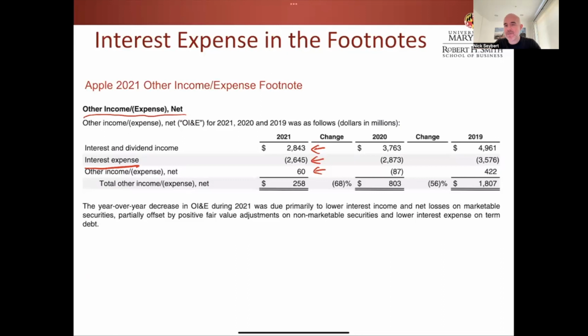So you just got to be careful. Every company is going to be a little different. They might have different titles of line items. They're going to have a footnote that explains what all is in there. All right, that's interest expense.